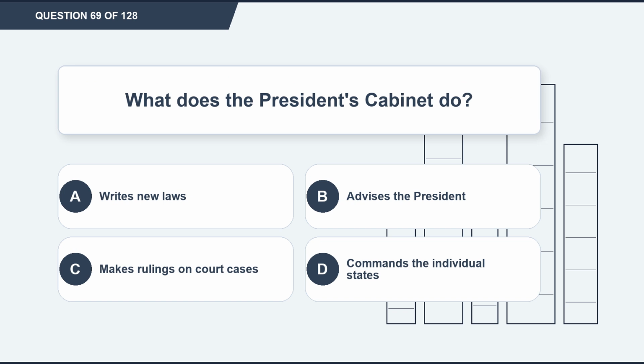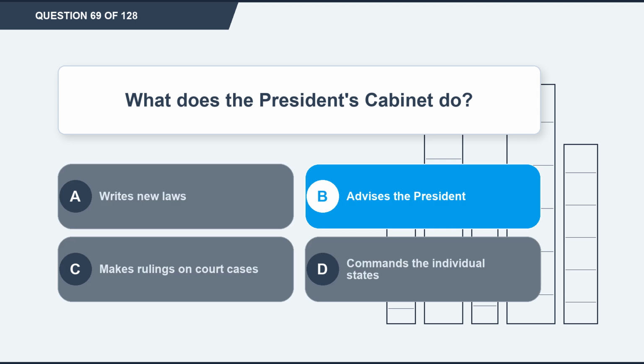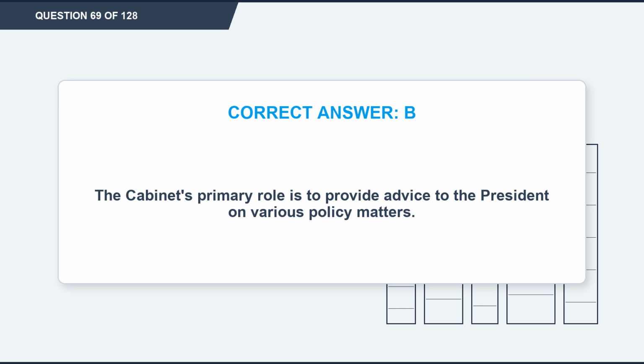Question 69. What does the President's cabinet do? Option A, writes new laws. Option B, advises the President. Option C, makes rulings on court cases. Option D, commands the individual states. The correct answer is option B, advises the President. Explanation. The Cabinet's primary role is to provide advice to the President on various policy matters.